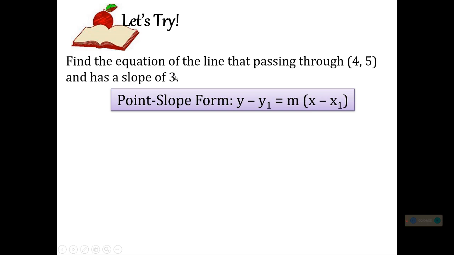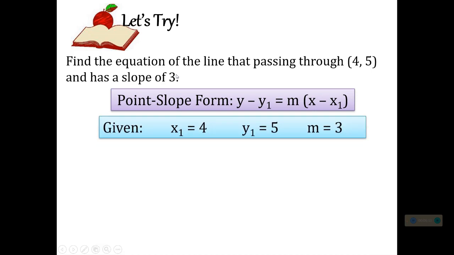Okay, so let's move on to substitution. But before we substitute, let us have first the given. So our given is x sub 1 is equal to 4, y sub 1 is 5, and our slope is 3. So let's now proceed in substitution. So we have y minus our y sub 1, which is 5, equals 3 for our slope, times x minus our x sub 1, which is 4.